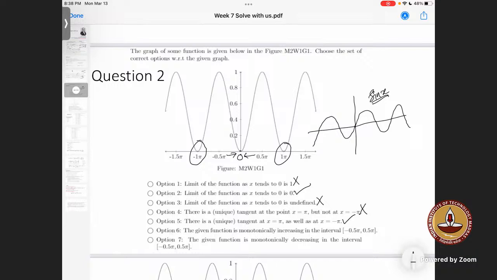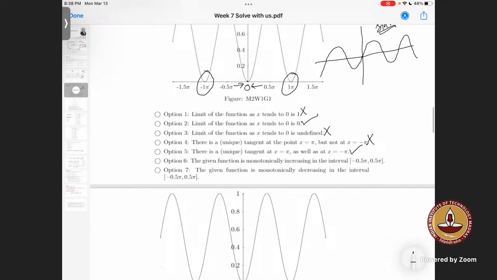Okay, so at both points. Sir, in today's office hour session, I asked this doubt, and sir said that these are not unique because y is equal to 0 on both sides. If it is not unique, then maybe it will be right, sir. But it is specifically given there is a unique tangent. But the line will almost be the same, no, sir.